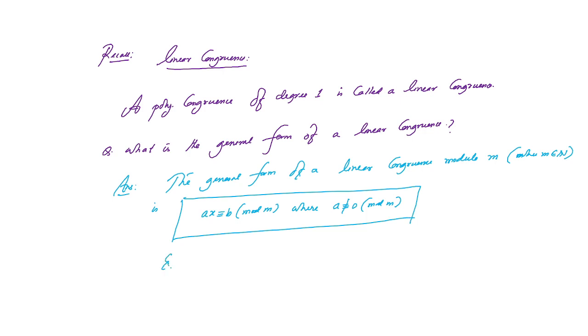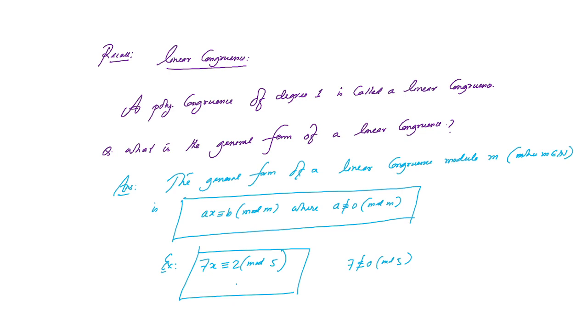As an example, 7x is congruent to 2 mod 5. The observation is 7 is not congruent to 0 mod 5. So this is an example of a linear congruence.